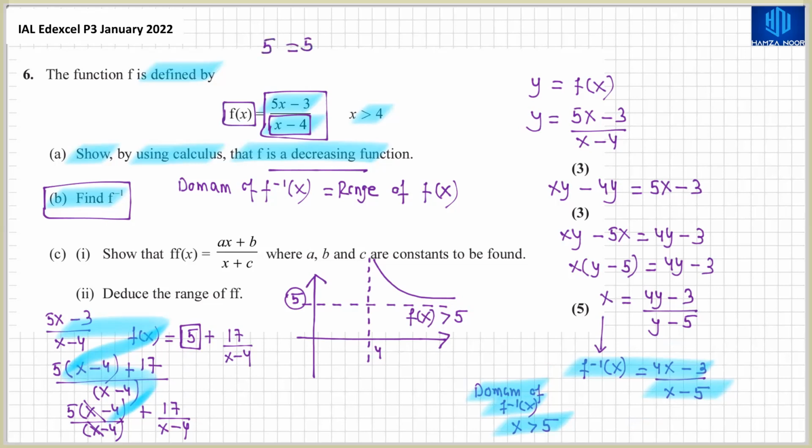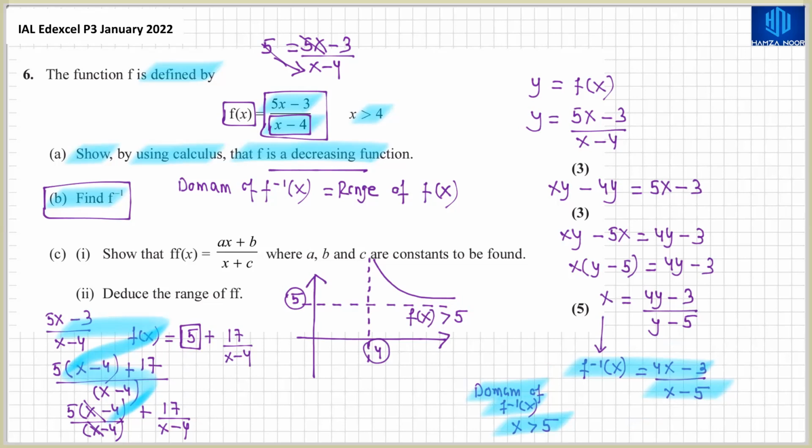5 equals (5x minus 3) divided by (x minus 4), and when 5 is multiplied by (x minus 4), this will give you 5x minus 20. So 5x and 5x will cancel out, and therefore y equals 5, meaning f(x) equals 5, would be a horizontal asymptote. So in this specific part, in order to avoid any time consuming attempts, you can also sketch the function like this, that x equals 4 is the vertical asymptote, and f(x) equals 5, meaning y equals 5, is the horizontal asymptote.